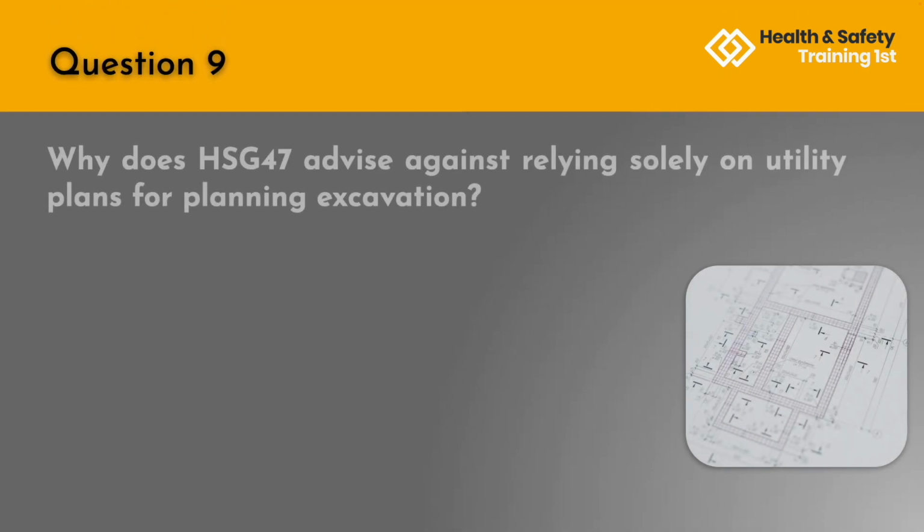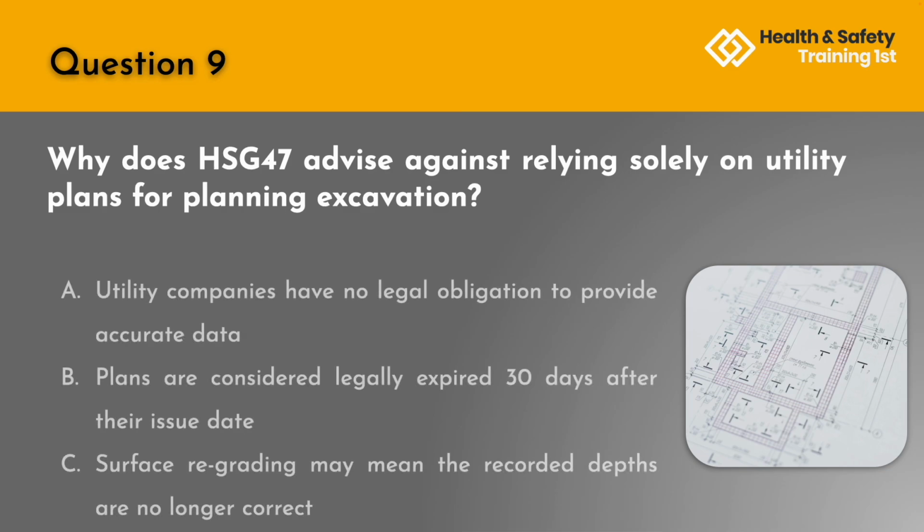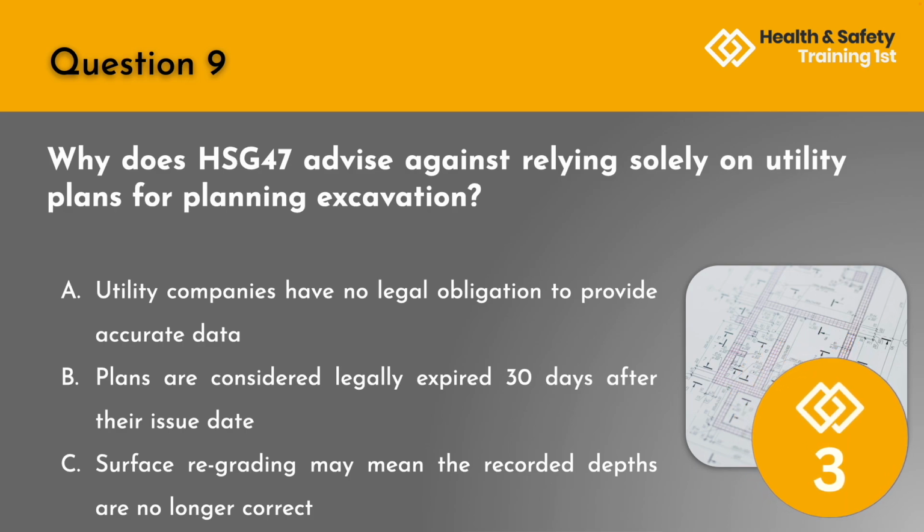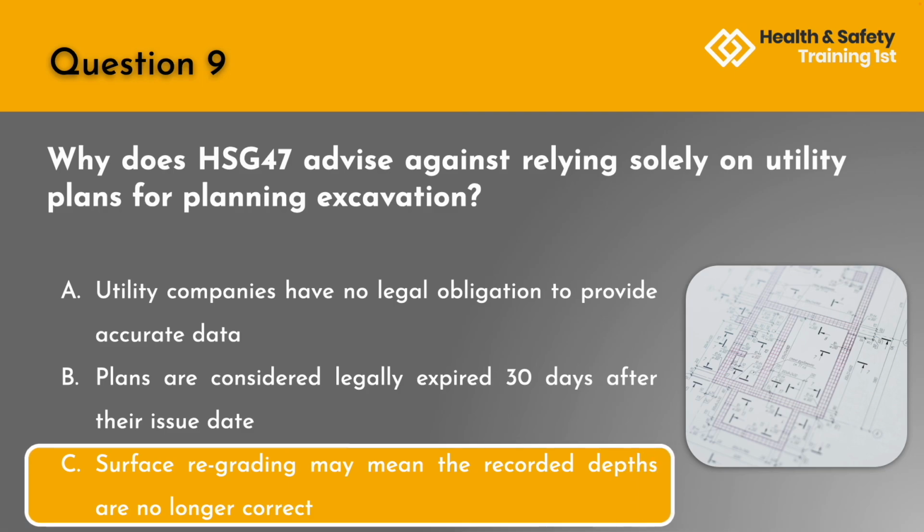Question 9. Why does HSG 47 advise against relying solely on utility plans for planning excavation? A. Utility companies have no legal obligation to provide accurate data. B. Plans are considered legally expired 30 days after their issue date. Or C. Surface regrading may mean that the recorded depths are no longer correct. The correct answer is C. Surface regrading may mean that the recorded depths are no longer correct.